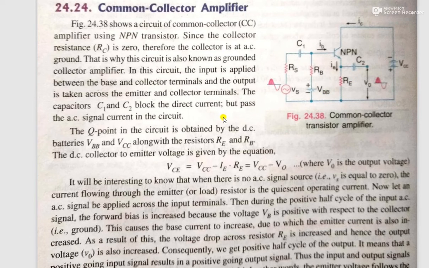The capacitors C1 and C2 block direct current but pass alternating current. The Q point or quiescent point in the circuit is obtained by DC batteries, that is VBB and VCC, along with emitter resistance RE and base resistance RB. The DC collector to emitter voltage is given by VCE equals applied source voltage VCC minus IE into RE.